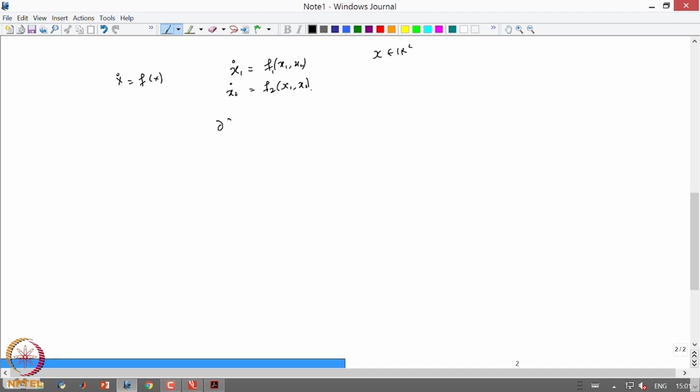So, df by dx will be the following matrix: the partial derivative of f1 with x1, the partial derivative of f1 with x2, the partial derivative of f2 with x1, and the partial derivative of f2 with x2. And similarly, if you have u, it will be the same. So this is how we compute the Jacobian matrix, or the derivative of a vector valued function, and you can just extend it to n dimensions. It's a simple, straightforward extension.